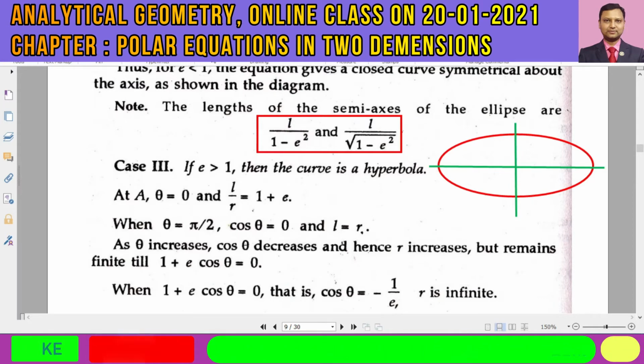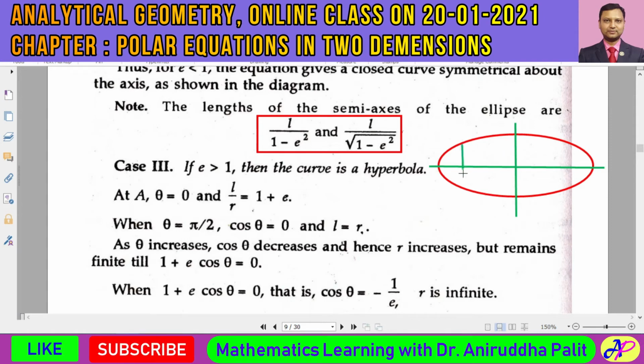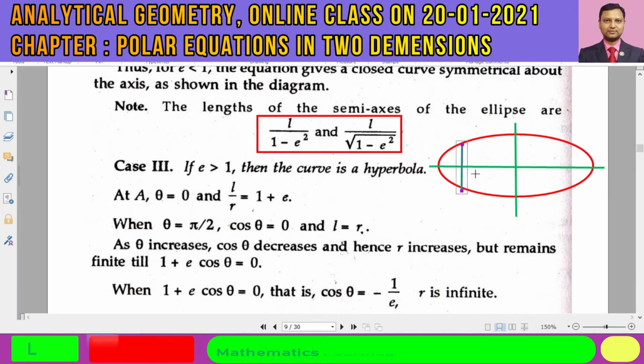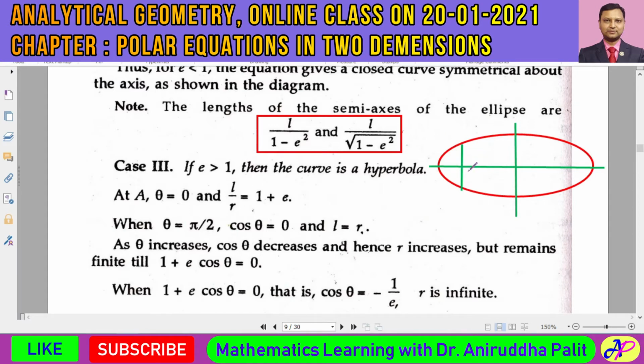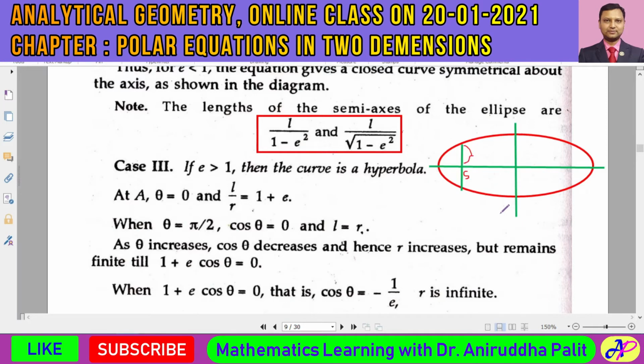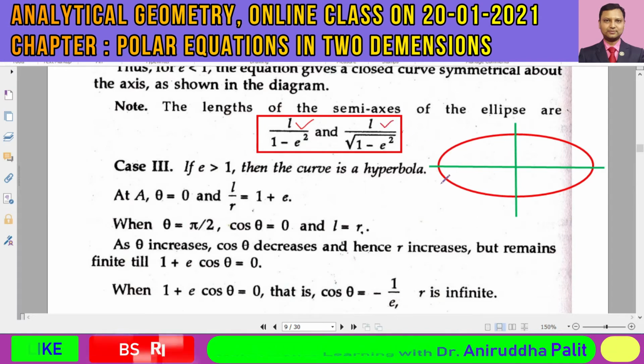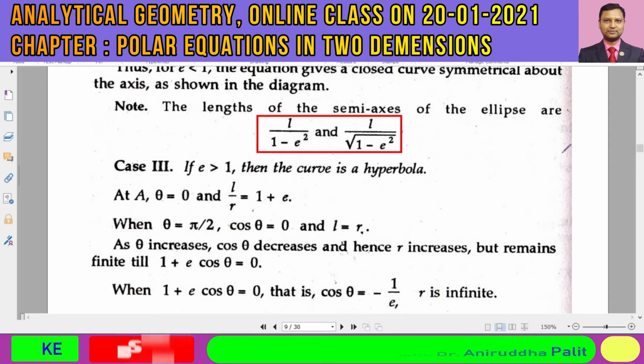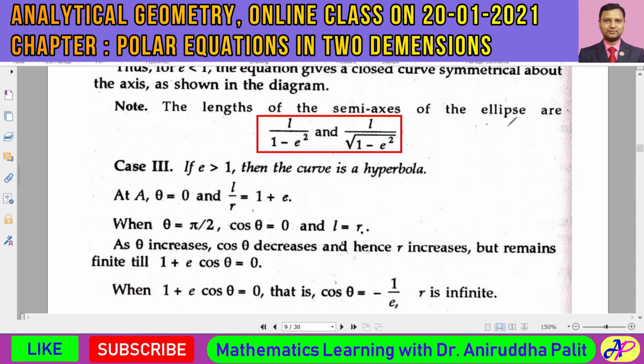What is the semi-latus rectum? We know that if you consider a straight line through the focus, say this is the focus S, then this much length is actually the semi-latus rectum. This much length is called the length of the latus rectum. Got it? So this L is all about that semi-latus rectum. L divided by 1 minus e square and L divided by root over of 1 minus e square. Clear? So these are the two formulas that you need to remember about the ellipse.